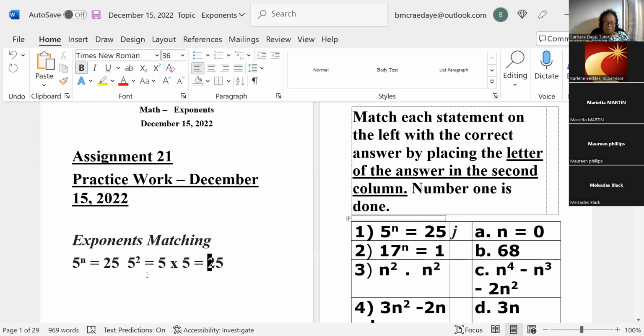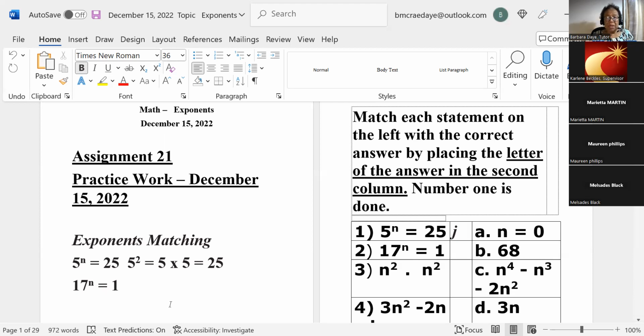I did it, but I can't remember how I did it. 17 to the n power. Let's put here n, and we said that's equal to 1. So I'm writing what's in the table. Equal to 1. Okay. Mercedes, in order to get 1, what must n be equal to?